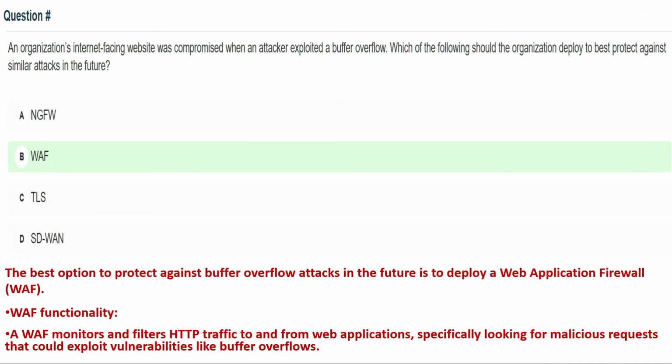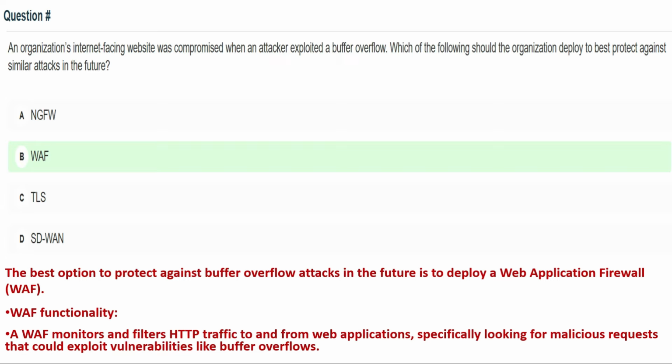An organization's internet-facing website was compromised when an attacker exploited a buffer overflow. So which of the following should the organization deploy to best protect against similar attacks in the future? Option A, NGFW. Option B, WAF. Option C, TLS. Option D, SD-WAN. And the correct answer for this question is option B, WAF. So let's check the explanation for this answer.